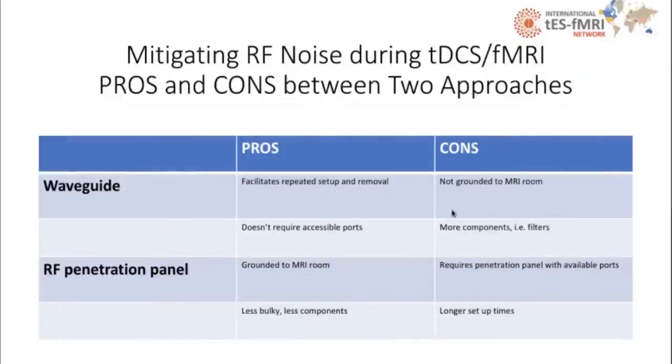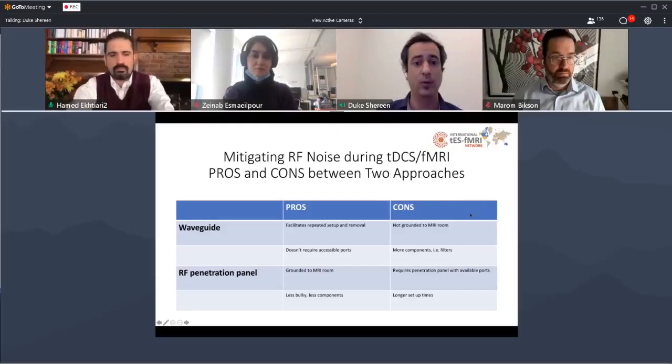Next slide, please. But there are some pros and cons for both, right? So if you're going to go through the waveguide, that might be helpful if, pragmatically speaking, you come in with your equipment, you come out, and you have to set up and remove every time. It's much easier just to send a cable through the waveguide than it is to start unhooking or hooking up electrical connections to the penetration panel. You might not be able to use the penetration panel if you don't have the accessible ports, right?